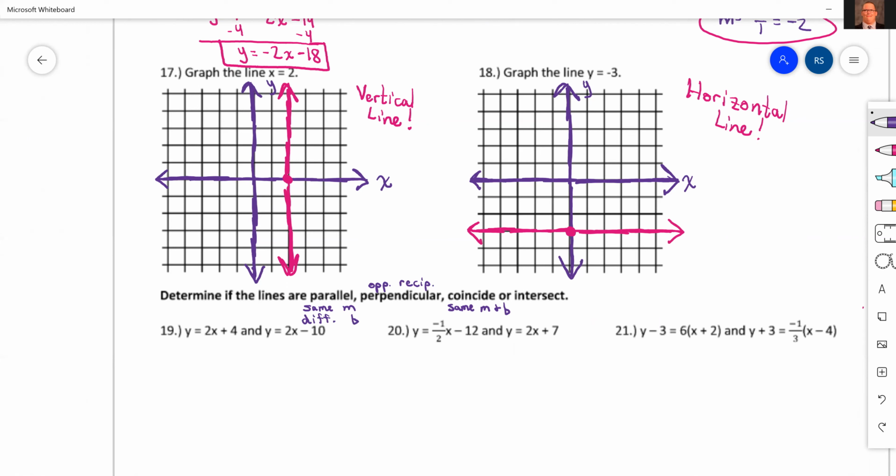Okay, 19, 2x plus 4 and 2x minus 10. So if we look at the slopes here, what do we notice? They're the same slope. What about the intercepts, though? Different intercepts. So which one has same slope but different intercepts? Parallel.